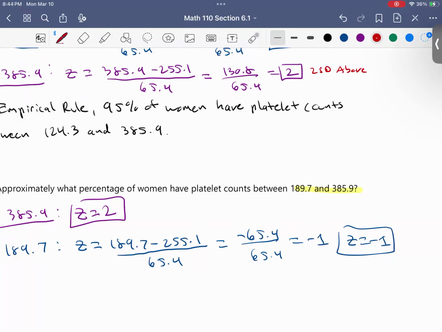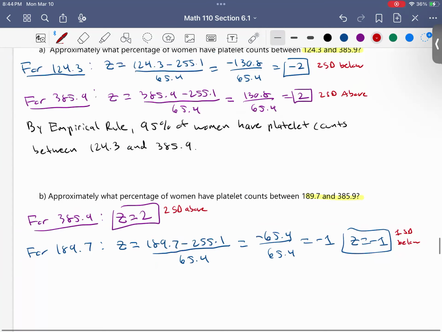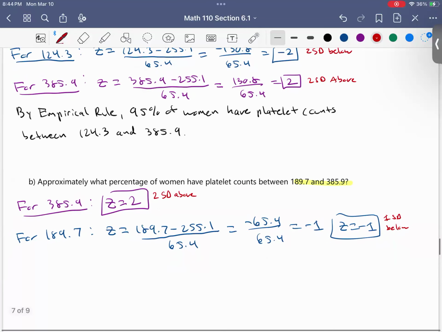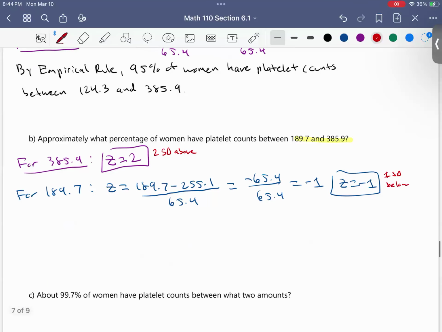And remember, these z-scores mean 2 standard deviations above and 1 standard deviation below. So here we have a situation where we're not perfectly 1 above, 1 below, 2 above, 2 below, 3 above, 3 below with our empirical rule. But what we can do is actually cut our mean in half and look at it from the left and right side. So let's go ahead and check that out.